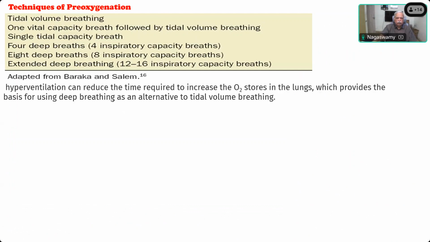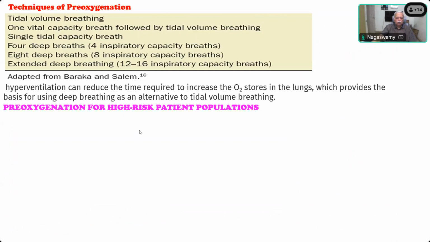And hyperventilation can reduce the time required to increase oxygen stores in the lungs, which provides the basis for using deep breathing as an alternative to tidal volume. So when you ask the patient to take a deep inspiration and exhale, you are washing out the carbon dioxide. So uptake of oxygen is much faster in that situation.